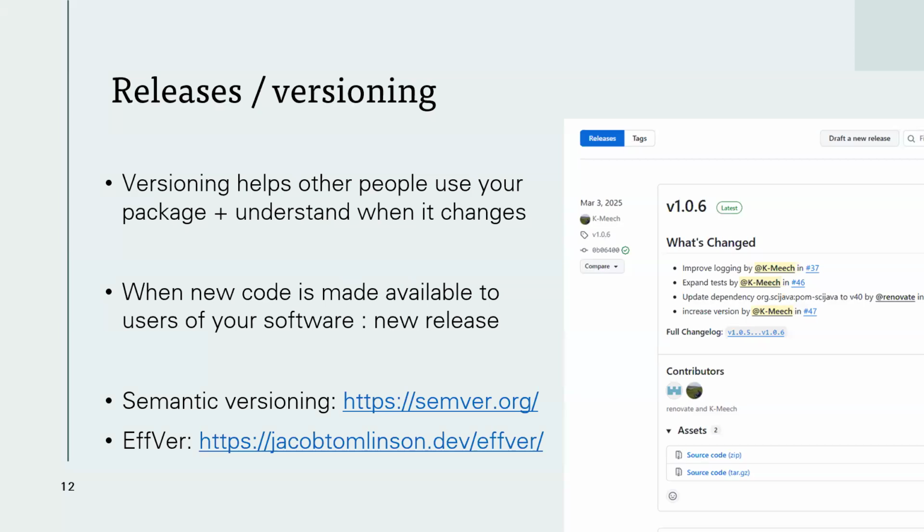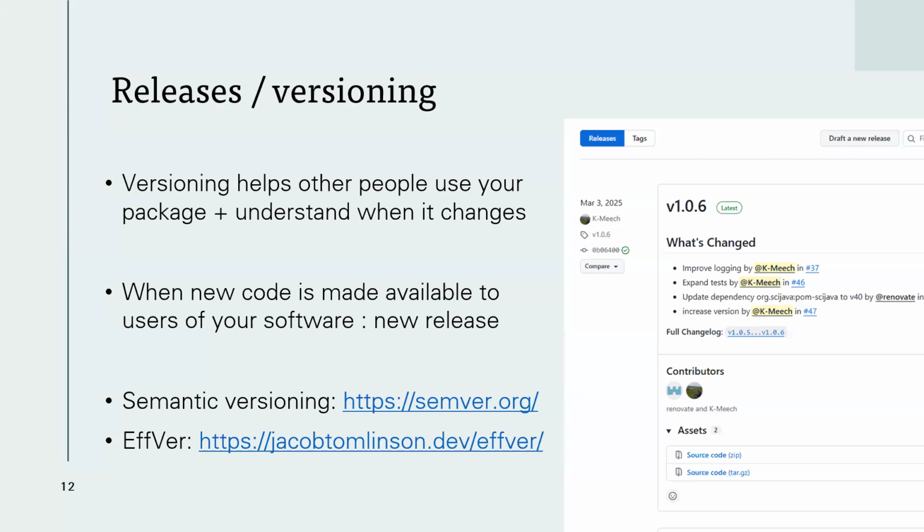Both of them work on this similar scheme of 3 numbers, and the first number is for very big changes. So maybe I've added loads of things, or I've changed a whole bunch of stuff, so people will have to make a lot of changes to be able to use it. The middle number is normally for medium-sized changes. Maybe I've changed a few things, and then the last number is for very small changes. So maybe I've fixed a bug, and most people won't even notice that I have made that change. So in very broad strokes, it's normally big changes for the first number, medium changes for the second number, and small changes for the third number.